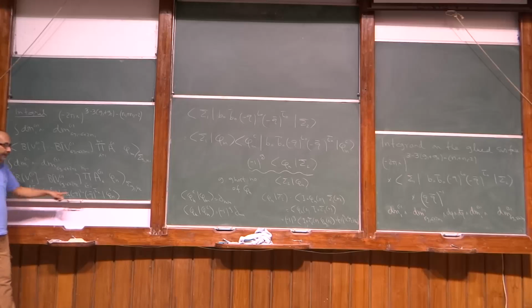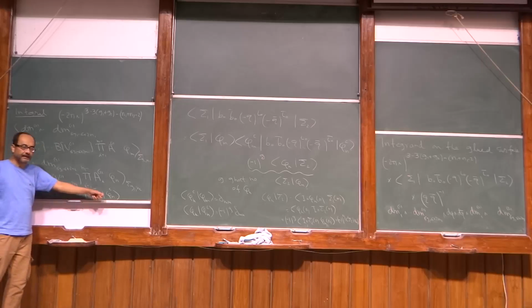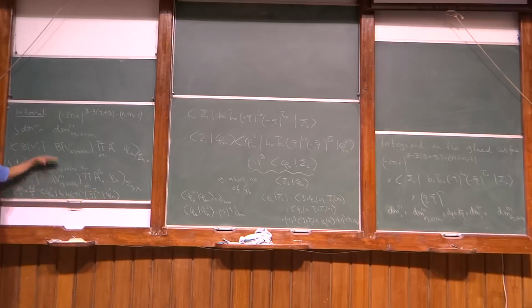Now you see that this part of the integral can be done irrespective of what the others are doing, because as long as you do it for fixed m and n, it doesn't know about the other moduli and so on. So we will now do this part of the integral explicitly.